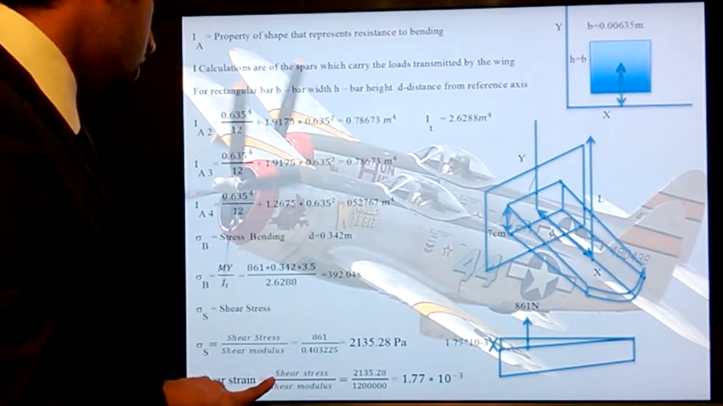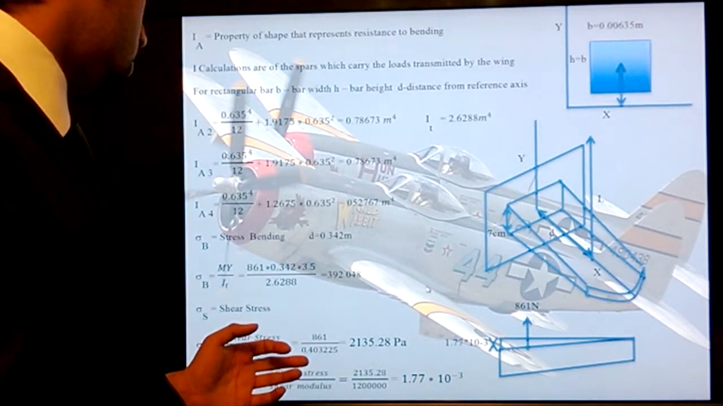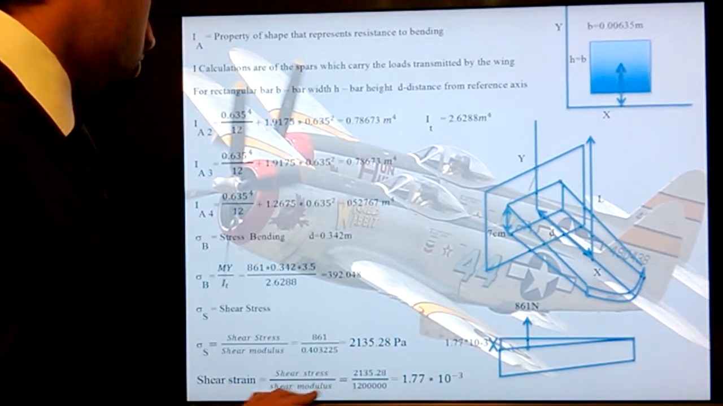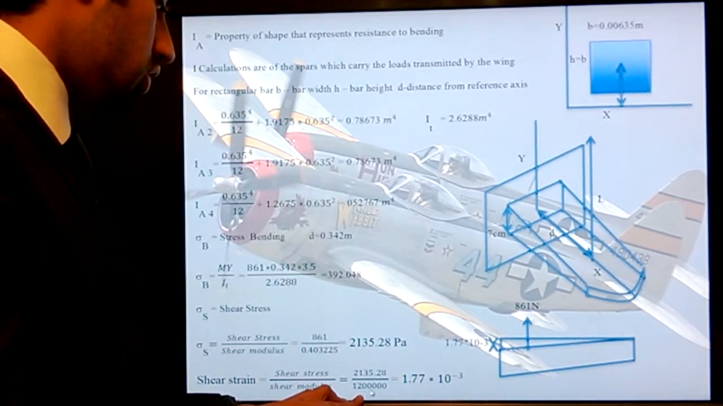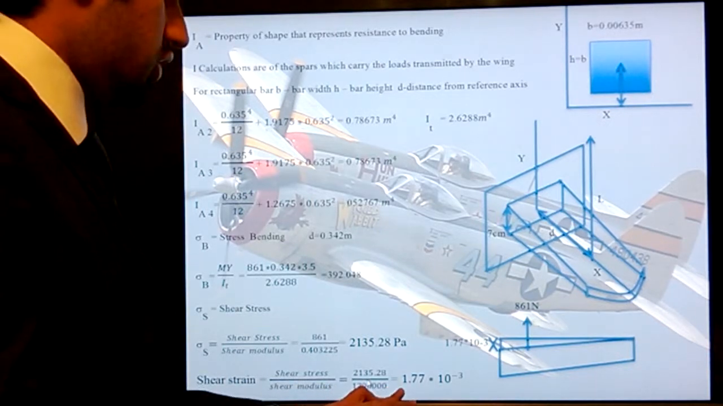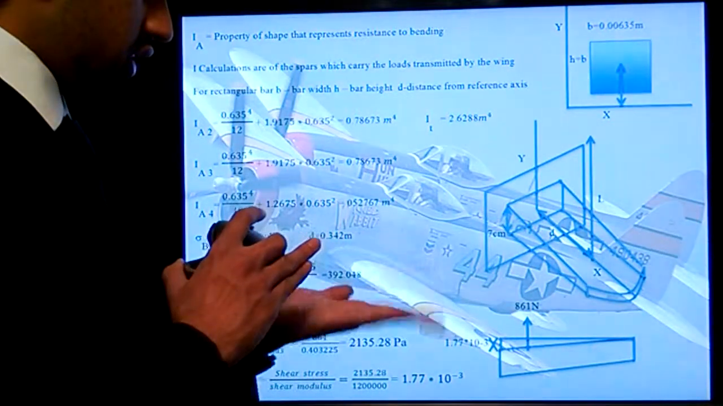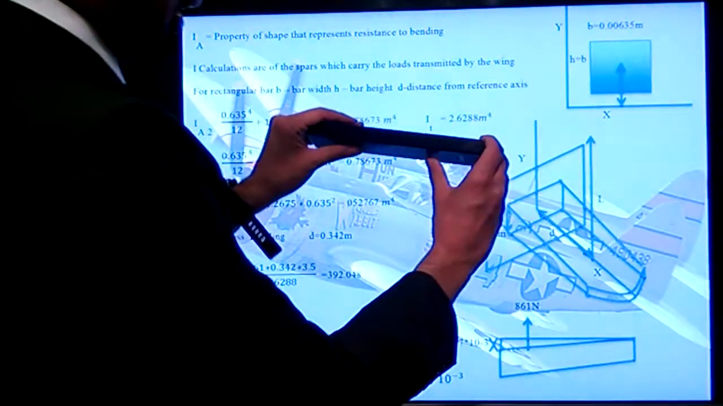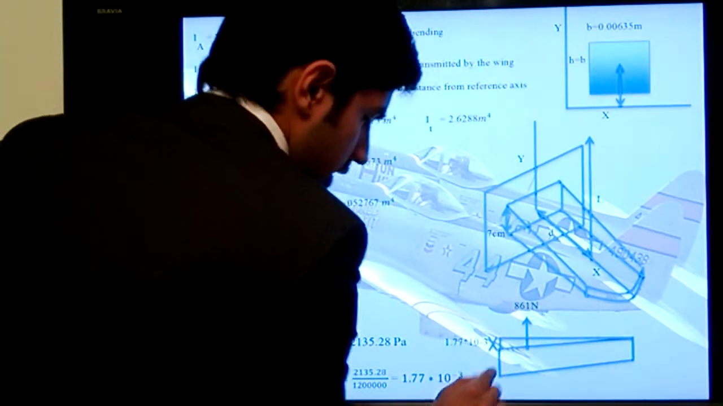The shear strain is actually shear stress over shear modulus. So if shear stress was 2135, the shear modulus for the spruce is 1200000, and the shear strain is actually the difference in length in the spar when it is bended. For example, if this is the spar, when it is bended upwards, the difference in length here is obtained to be 1.77 times 10 to the minus 3 meters, which is in micro.